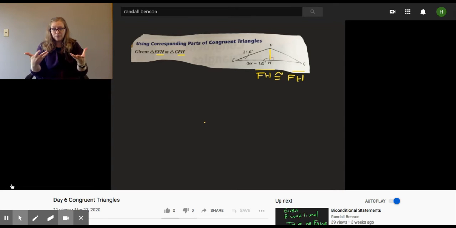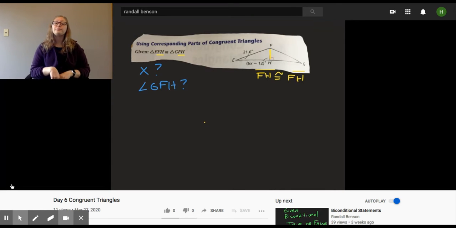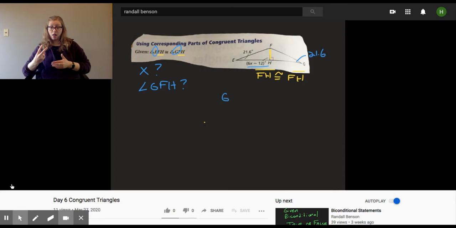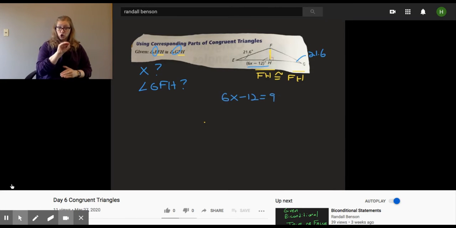So in this particular problem, there's 2 things we want to find. We want to find x, and we also want to find the angle GFH. And we can do that by using the idea of congruence. So if we match up these angles, we can see E matches G. So I know that this is 21.6 for G. I also can see that this algebraic expression 6x minus 12 is going to be a 90-degree angle. So I'm going to say 6x minus 12 equals 90, and we can solve that.